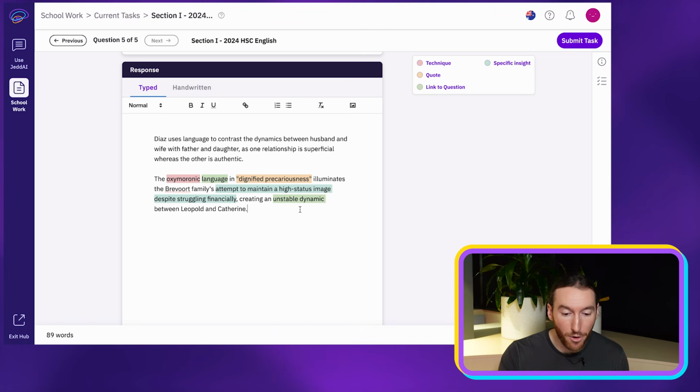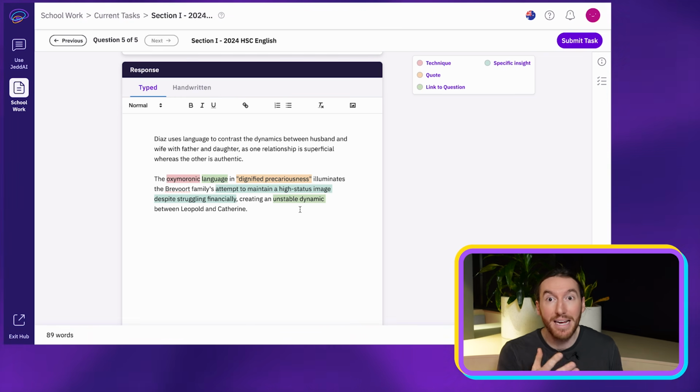Notice all of our elements here. We've got the oxymoronic language, that's the technique. We've also linked to the question there. We've got a quote. We said that it's about a conflict between maintaining a status and struggling financially. That's the specific insight that's breaking down what that actually means. And then we've linked it again to the question by saying that creates an unstable dynamic. Notice the type of dynamic. We don't just say dynamic, we say unstable dynamic. You've got to give more than the word itself that's in the question.